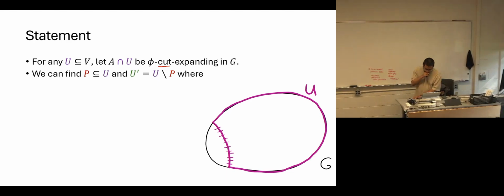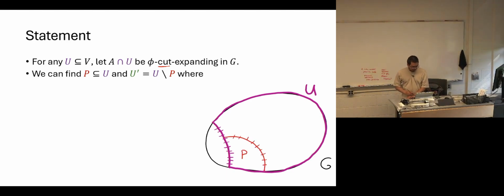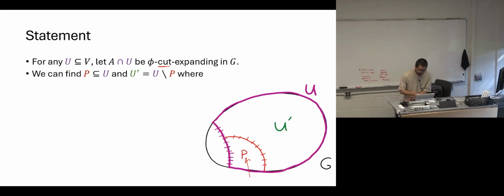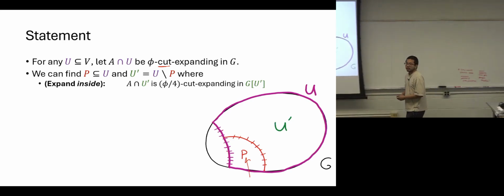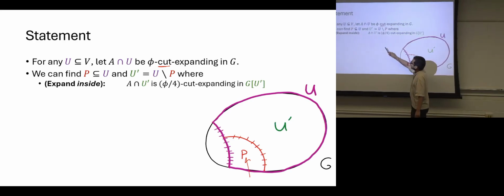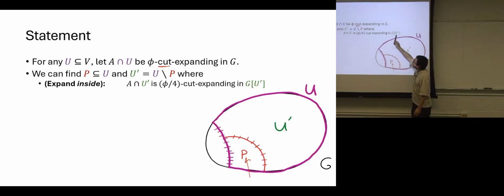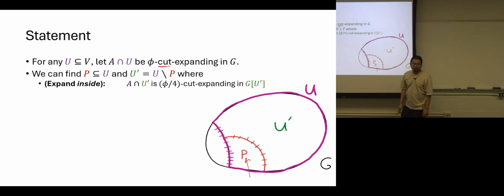Now what we do is that we can find a set P. Think of P as something that you prune out, something that you don't want. And U prime is the complement. You prune P out of U, and then you're going to get expansion inside. That is, now A intersect U prime is expanding in G induced by U prime. So we just get expansion inside.